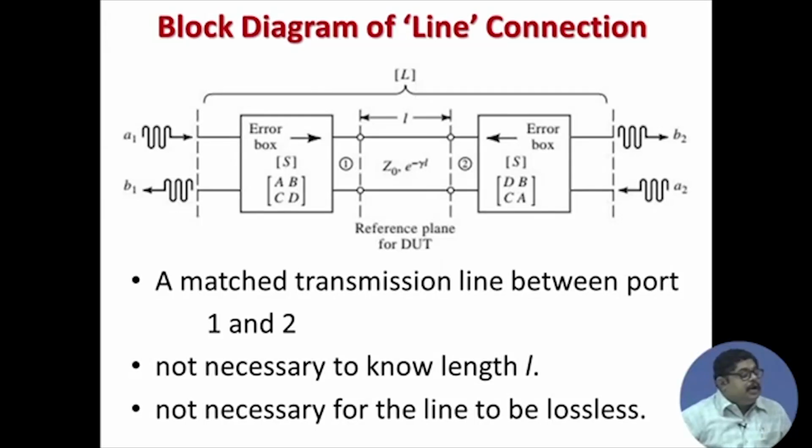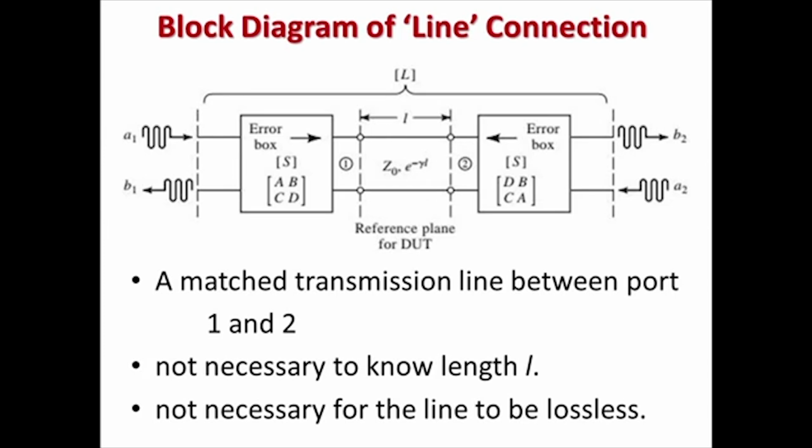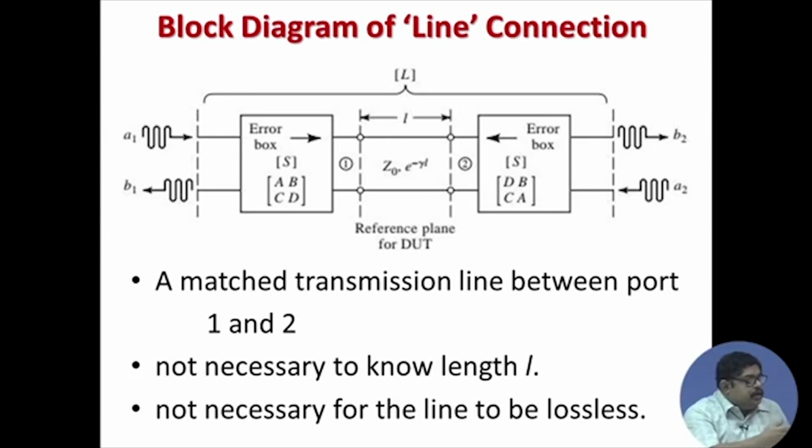Now, this is the block diagram of the line connection. Line means a transmission line, and we are assuming not beta, it is gamma, so loss is allowed, and it has a length L. So, in the line connection, a matched transmission line is between port 1 and 2, and as I said, it is not necessary to know the length and not necessary to be lossless either.